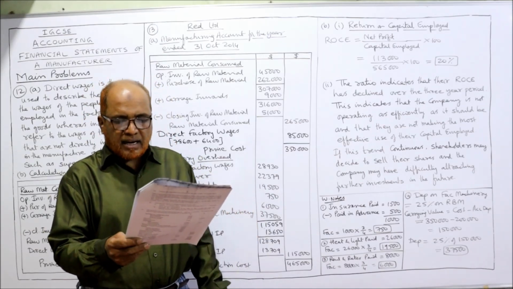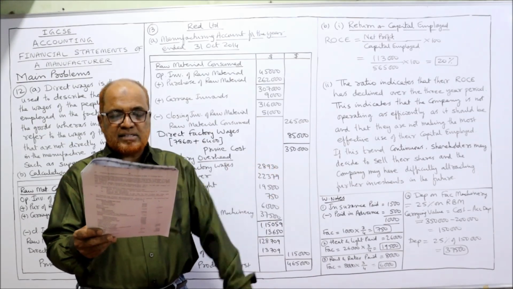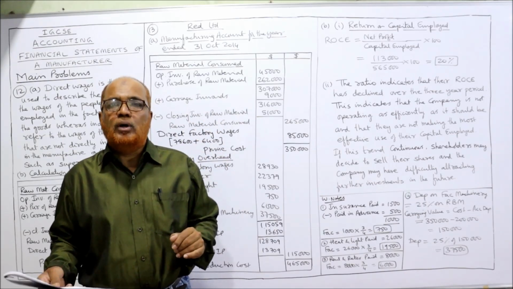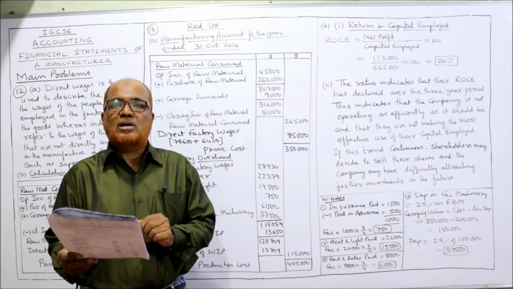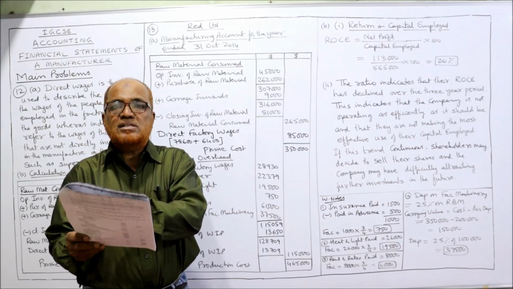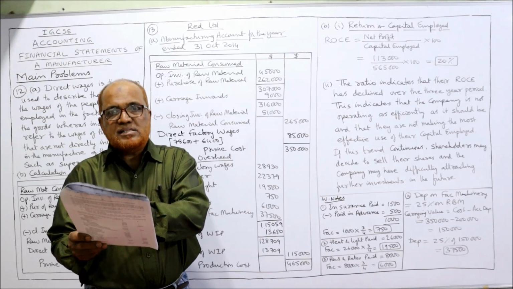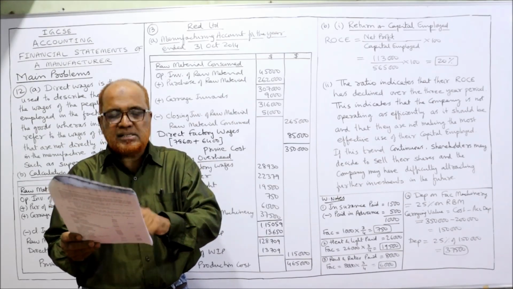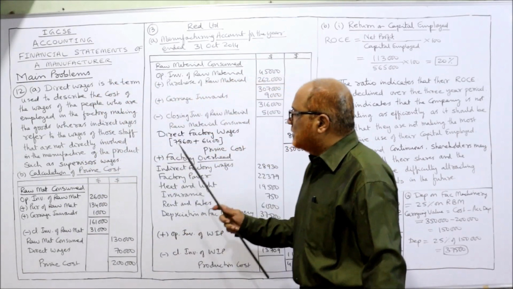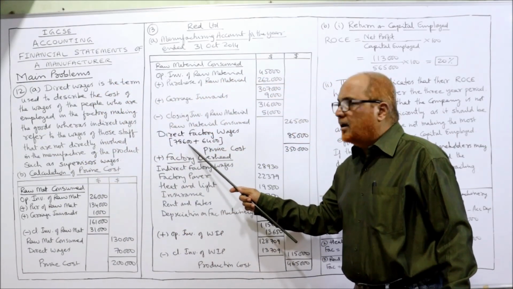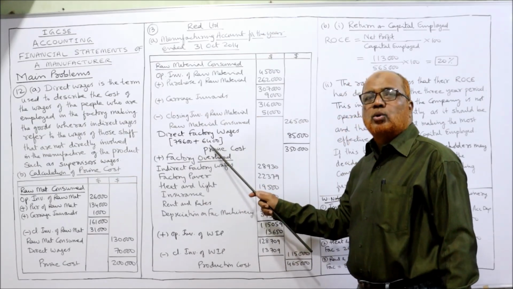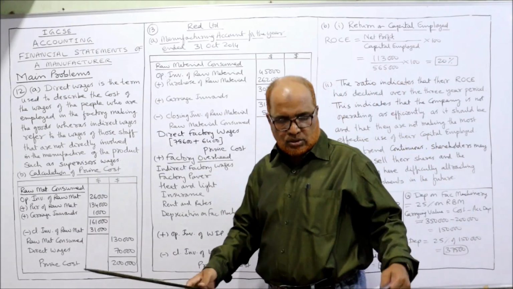Then direct factory wages owing were 6400. Factory wages owing, accrued, payable is 6400. How much of direct wages already paid? It is 78,600. Already paid is 78,600 and payable is 6,400. So 6,400 should be added. Now you can see here, 78,600 paid and 6,400 outstanding, not paid, will be added. So total factory wages are 85,000.